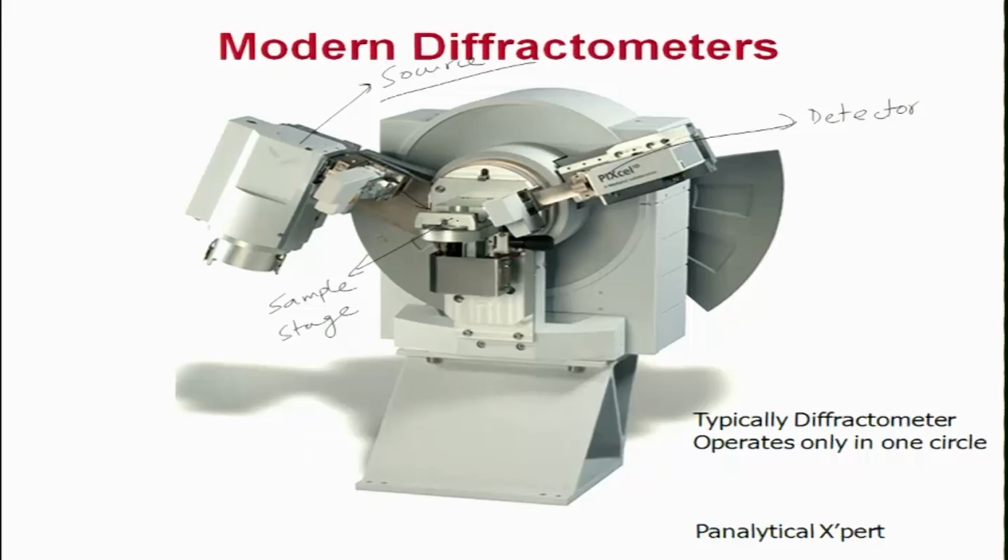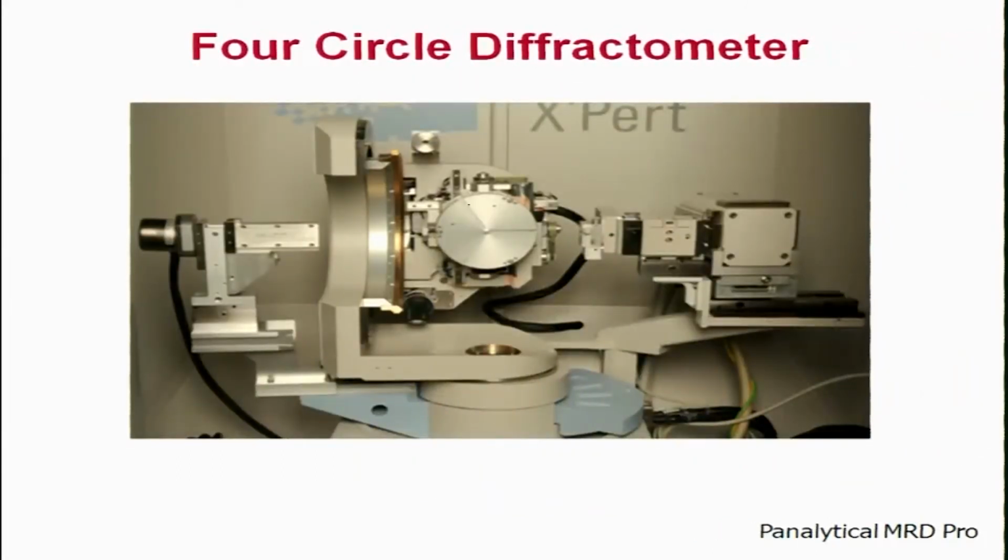In this case what might be happening is that your beam may be coming at a fixed angle, and the source and detector might be rotating. The sample may also rotate within the plane. These are typically one circle or two circle diffractometers. There is only one circle of rotation, in which the sample as well as the diffractometer rotate. There could be a second rotation in this plane, but that could be absent.